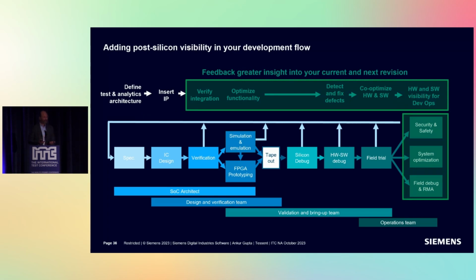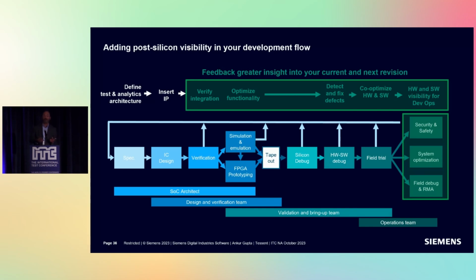Now, ideally, if you could add post-silicon visibility into your development flow, then we could have a lot of feedback loop even post-silicon. And that allows us to detect and fix defects, co-optimize hardware and software. It allows us to look at the secure capabilities while the chip is in system. You heard some of the speakers this morning describe how we need to worry about security. And then system optimization, field debug, RMA, visibility of RMA, those are all important things that become feasible and possible.